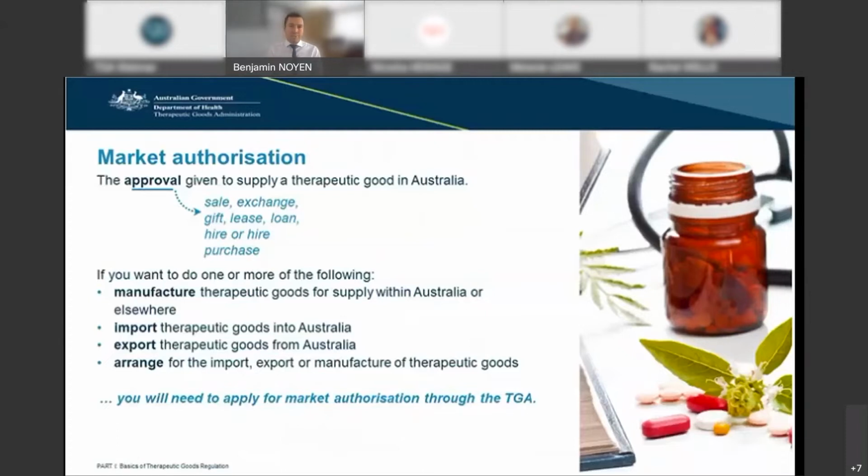Market authorisation is required before you can supply therapeutic goods in Australia. Supply means the sale, exchange, gift, lease, loan, hire, or hire purchase of a product. This includes things like a free sample, leasing a dentist drill, and hiring out crutches. All of these things need market authorisation.